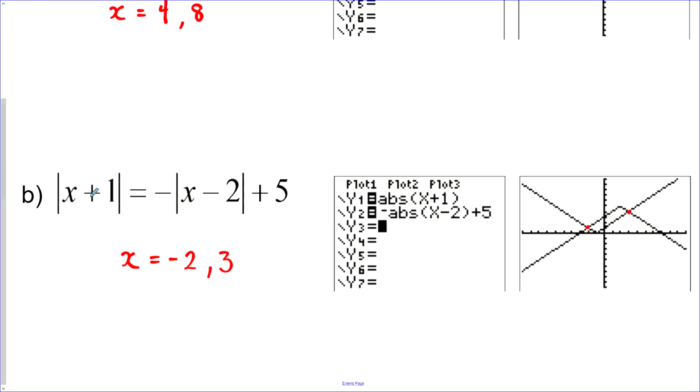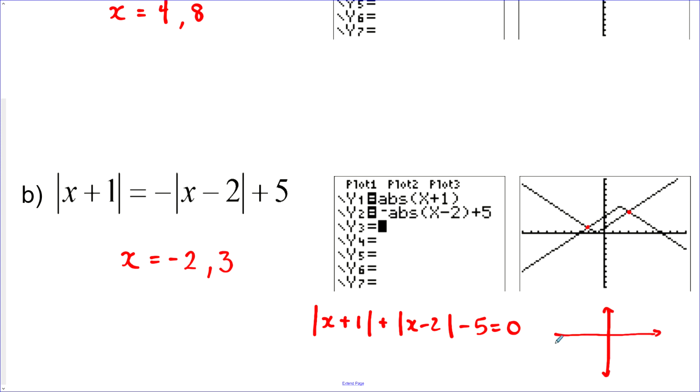Now I have seen students rearrange this equation and move it all onto one side, like this, and set the whole thing equal to 0. And then when you graph it, you will be finding the x-intercepts. Looks something like that, and the x-intercepts will be at -2 and +3. And this, of course, works. You've just added an algebraic step here, rearranging the equation, so there's potential to make a mistake.